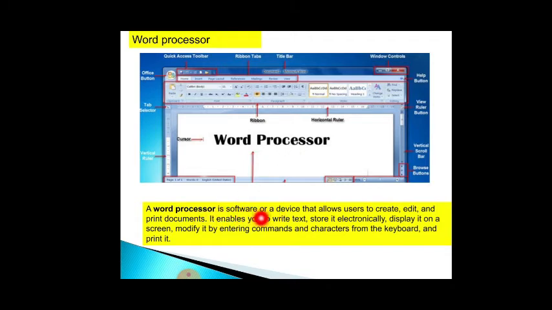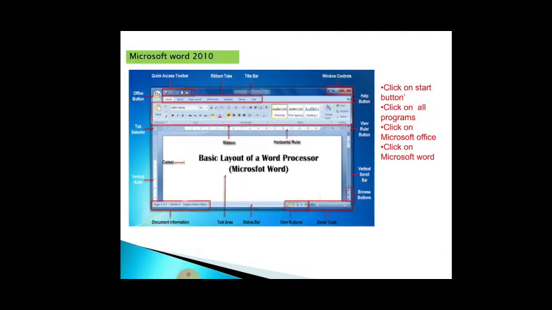And modify it by entering commands. So you can modify it by entering commands, so that its enable editing option is there. If you click on that enable editing, you can edit your document and characters from the keyboard, and at last, once the document is perfect, you can just take a printout.